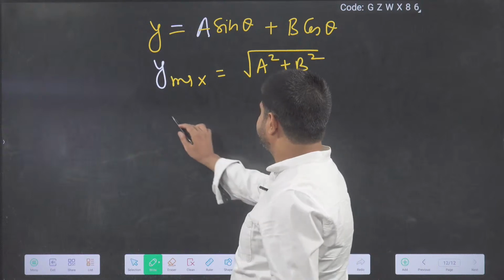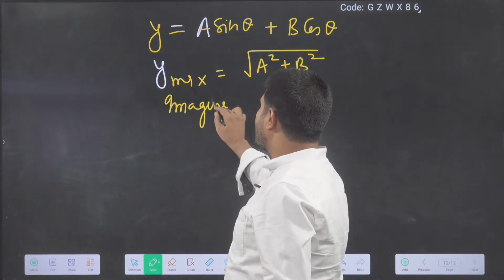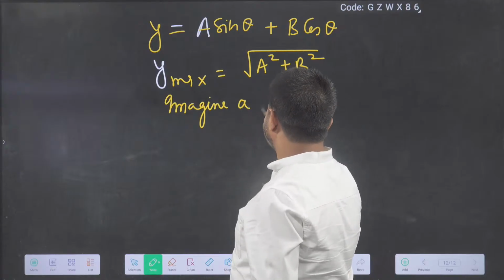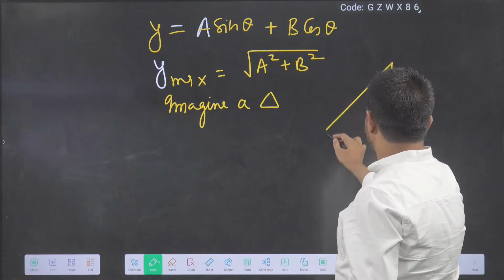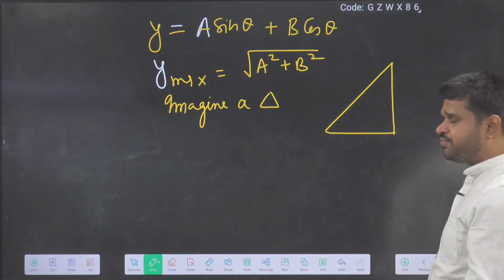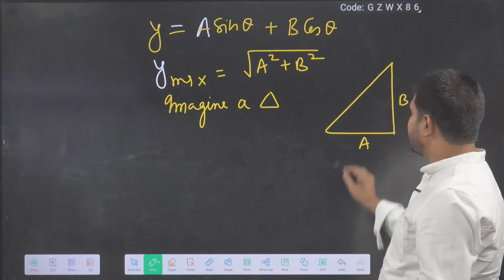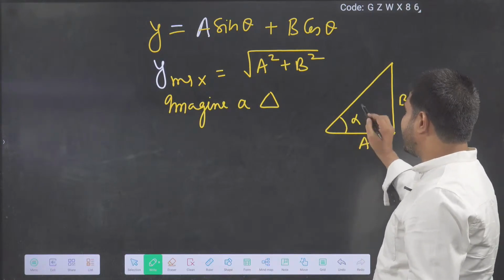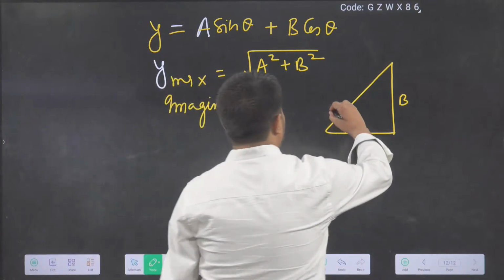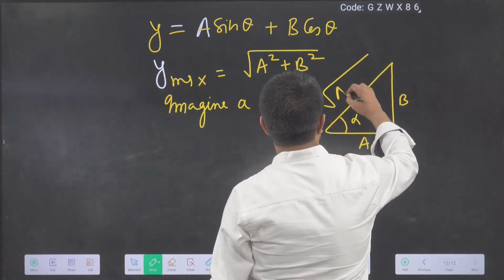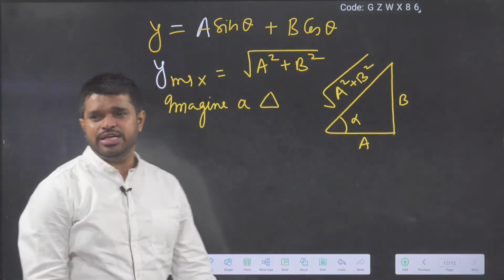Proof I am giving. Imagine a triangle like this. Take the sides as A and B. Take this as alpha angle. So hypotenuse will be what? Under root of A square plus B square.